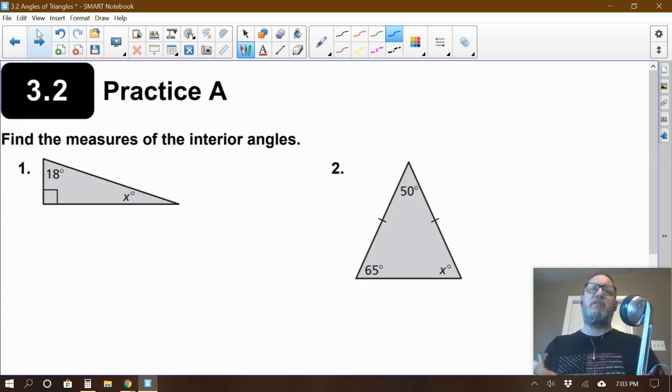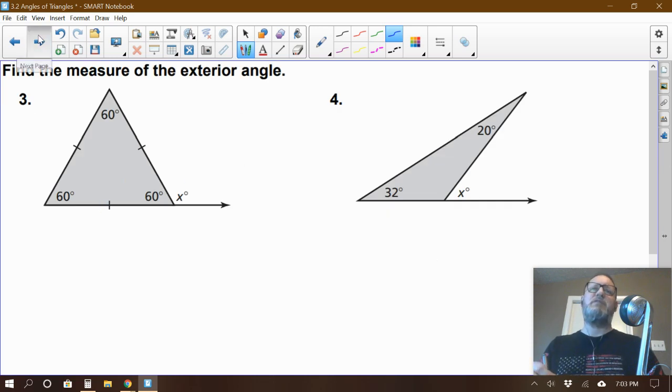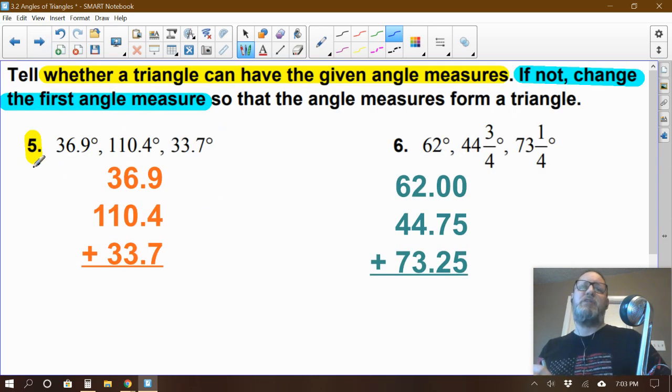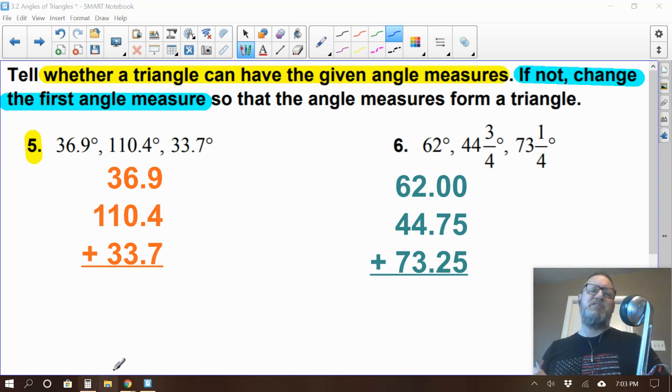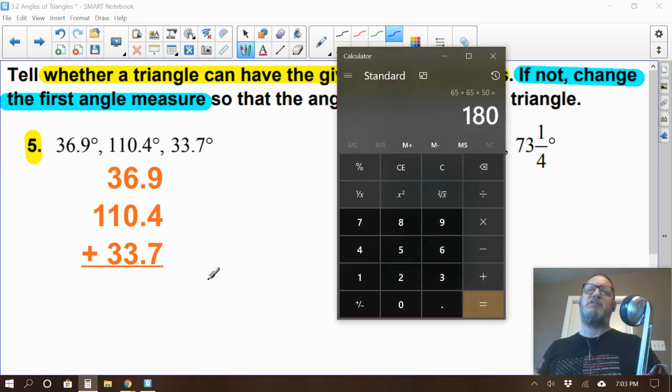Okay, I'm skipping these. And here we go. Here's another one I wanted to try. Number 5. Tell whether a triangle can have the given angle measures. Okay, so can a triangle have these three numbers for its angles? If not, change the first one so that it does form a triangle. Okay, so we have to add these up. Now, I don't want to make this video last forever, so let's just use the calculator. So 36.9 plus 110.4.